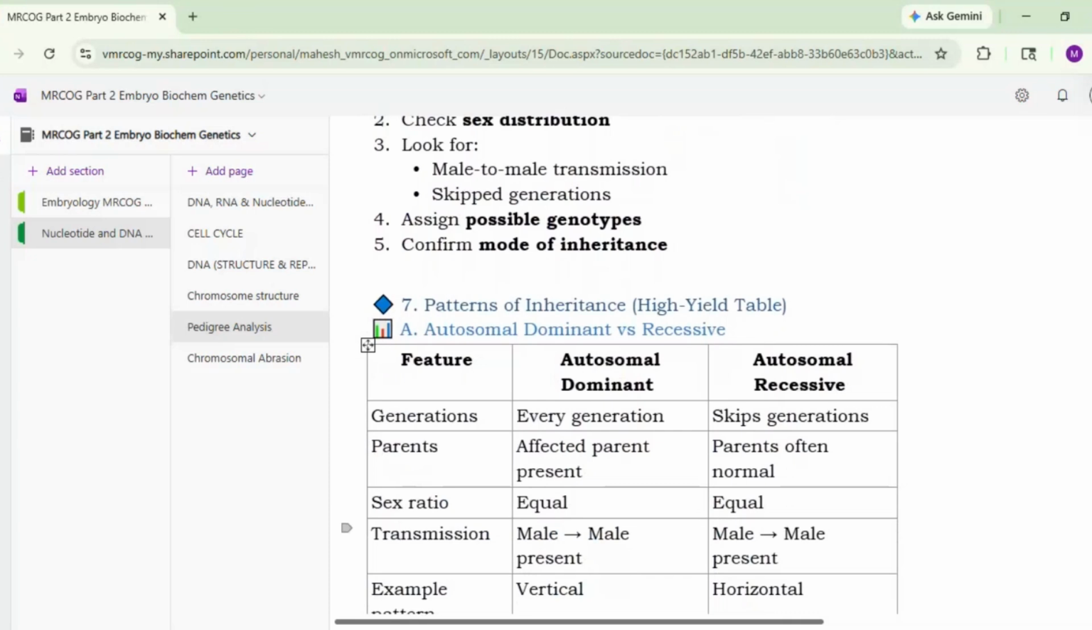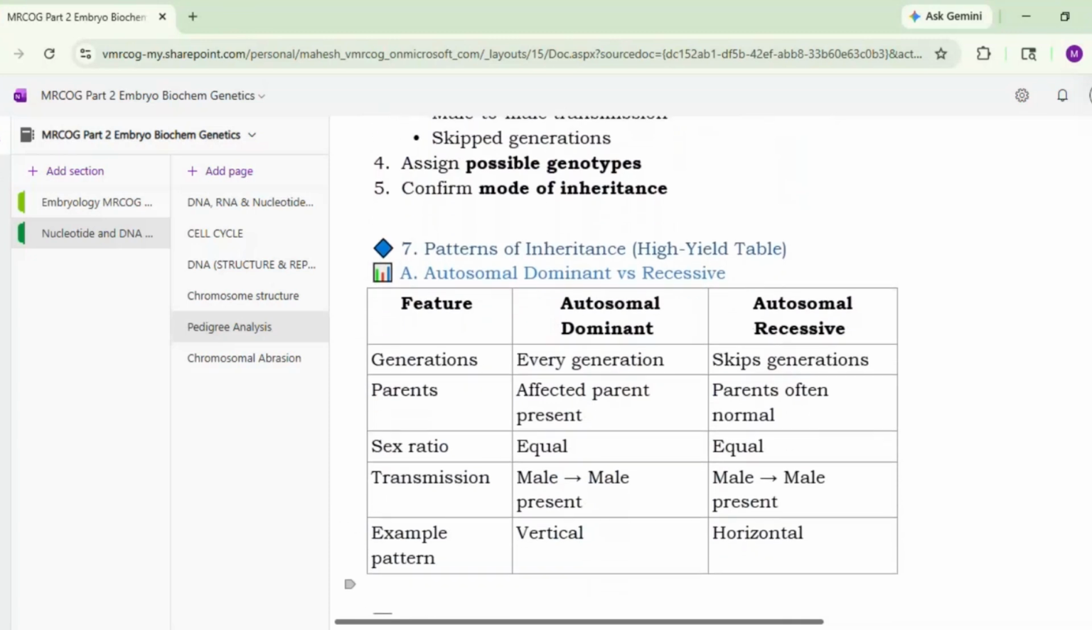Transmission, male to male is present in both autosomal dominant as well as recessive. Example, pattern is vertical while it is horizontal.